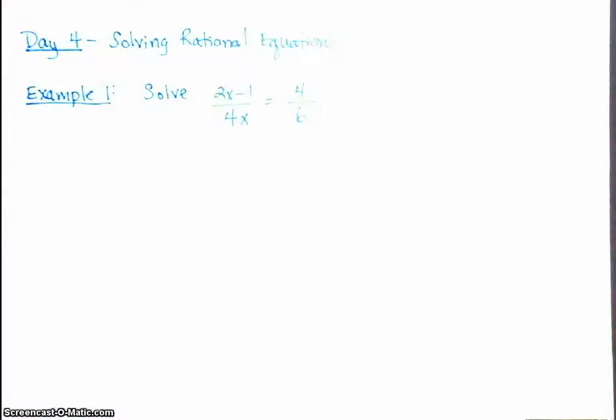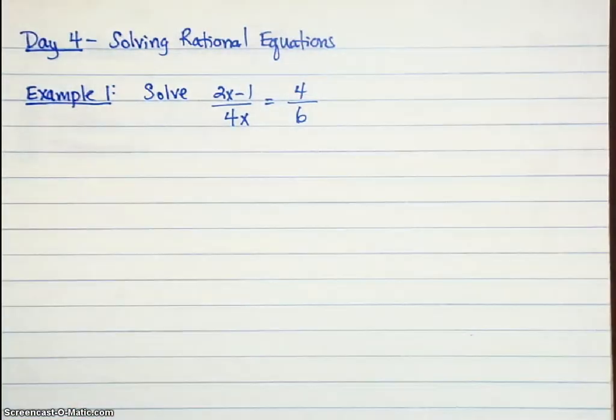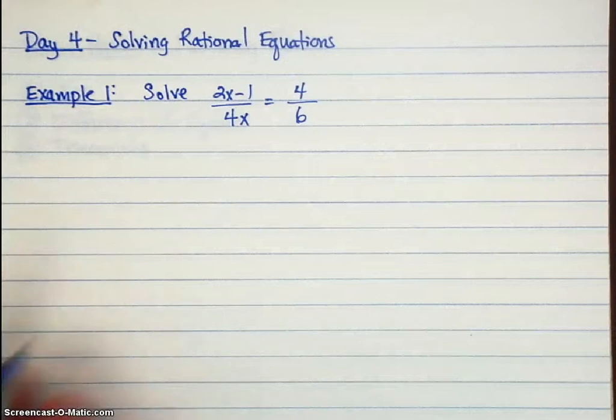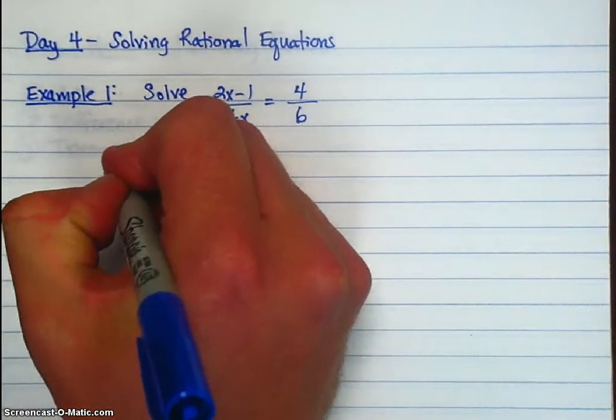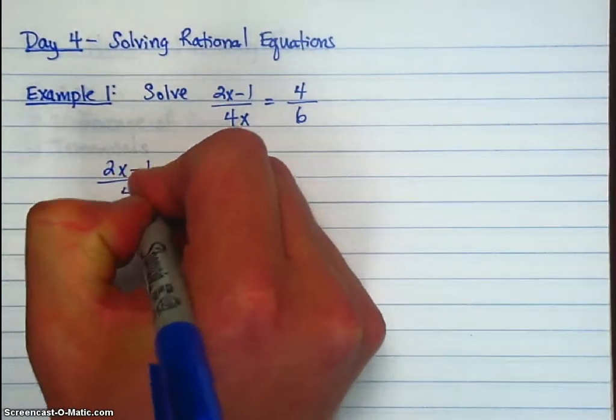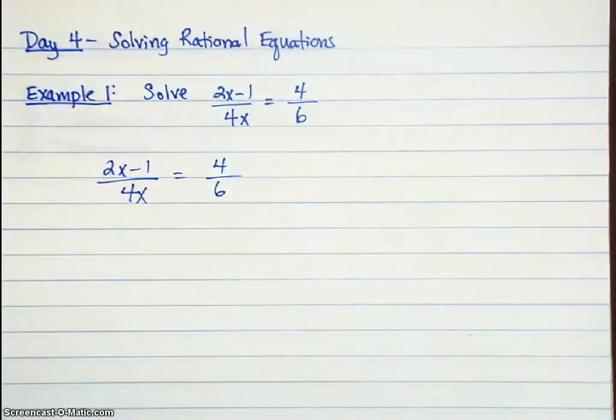But anyway, let's talk about solving rational equations here. Example 1: solve (2x minus 1) over 4x equals 4 over 6. One way you can solve this is to cross multiply because it is a proportion. A proportion means one fraction equal to another, so you could just cross multiply and get rid of the fractions. But I'm going to show you a different way, one that works for all of the examples that I'm going to give you.